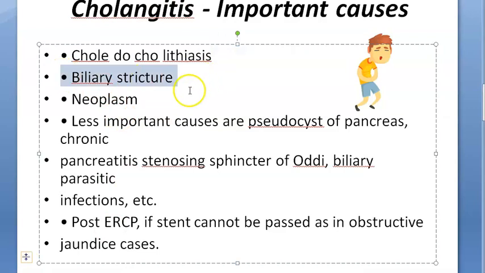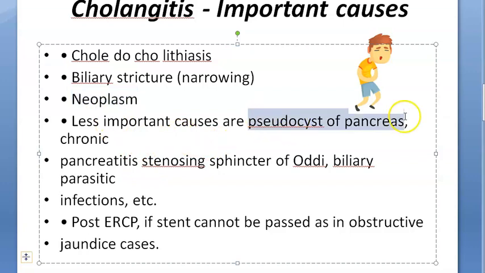Now, let's go back here. Biliary stricture. Stricture means what? It has become narrow. There's narrowing of that passage. Then neoplasm, there's a tumor. Then there's obstruction. Pseudocyst of pancreas. Chronic pancreatitis. Then stenosing sphincter of Oddi.